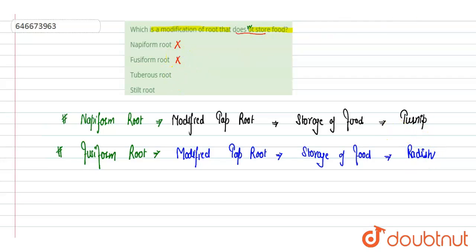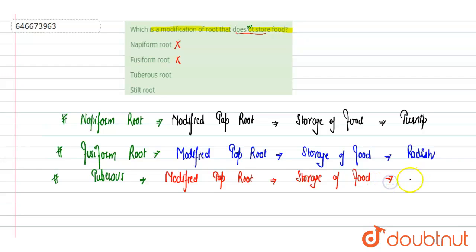Next we have the tuberous root, another example of a modified taproot. Similar to the above two, it again has the function of storage of food, in tuber form. This is commonly seen in the Mirabilis jalapa plant, where the tuberous root acts as a storage root. So this is also incorrect.